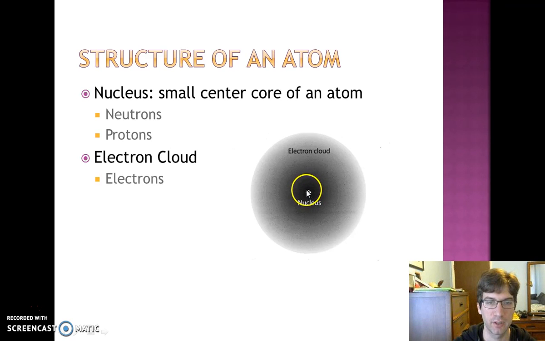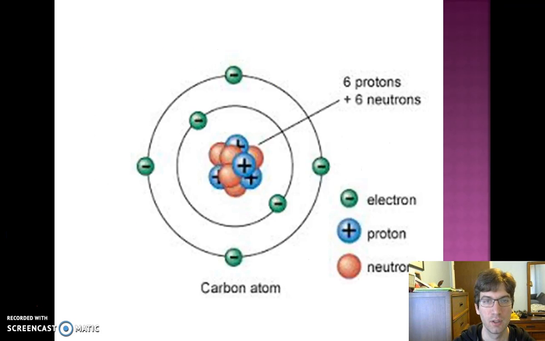They are held together by a force called the strong nuclear force so they don't fly away, which makes it really hard for us to lose protons and neutrons. Electrons, on the other hand, orbit around this nucleus in a cloud. So they are located in this fuzzy region around here, and they are in constant motion, and it is very easy to lose electrons. It is also easy to gain electrons.